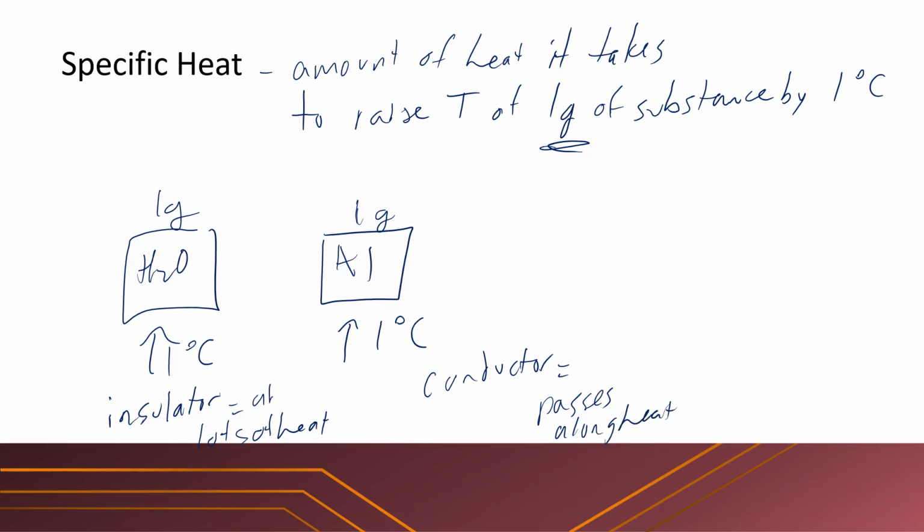And an insulator absorbs heat very well, holds on to heat well. And so insulators tend to have very high specific heats. We're going to use the letter C, lowercase c, for specific heat. So insulators have really high specific heat. Conductors have very low specific heats because it does not take very much heat to change their temperature.